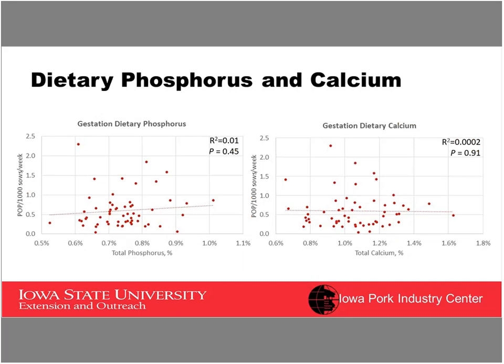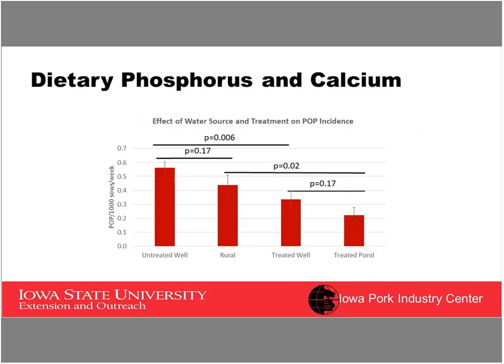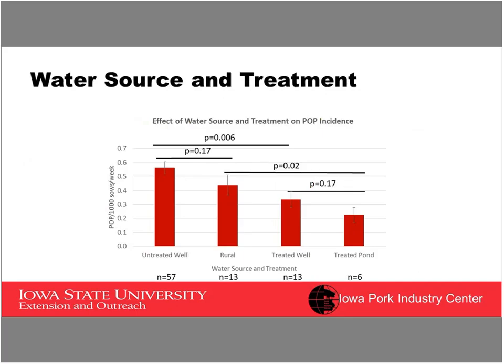And then again, this is just the plots of the phosphorus and the calcium that I showed you in that table up above. So not much of a relationship there in gestation with calcium and phosphorus. The other thing that we collected, and it was kind of a late addition to the survey, was what water source farms are utilizing, and what treatment strategy, if any, farms are utilizing for their water.